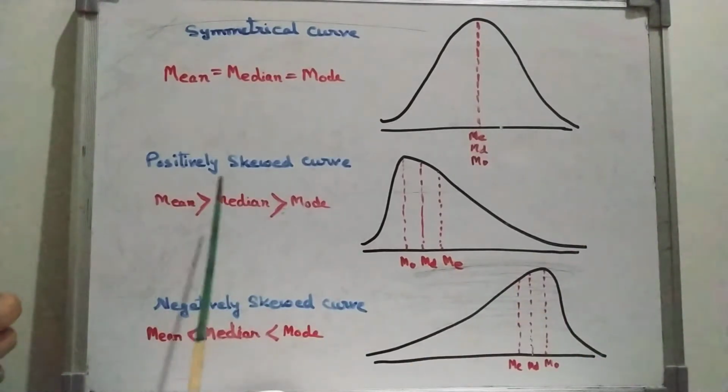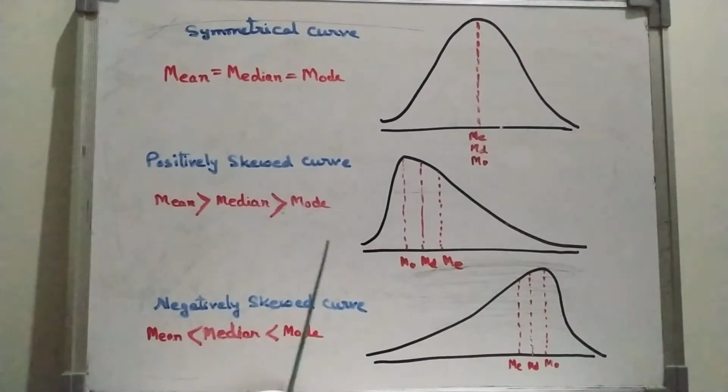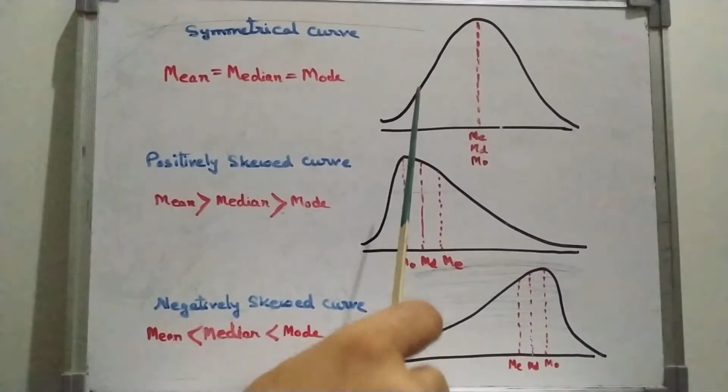And the second one is positively skewed curve. When we get positively skewed curve, what is the relationship among mean, median and mode? And the third one is negatively skewed curve. So we are going to learn this in this video. So let's start with the first, symmetrical figure.